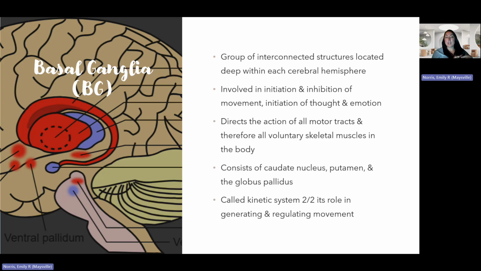The striate cortex is made of the caudate nucleus and the putamen, so that it has a striped appearance, and then the lenticular nucleus is made up of the putamen and the globus pallidus because it has a lens shape. It's called lenticular. You don't have to memorize either of those things. That's just kind of a fun fact.